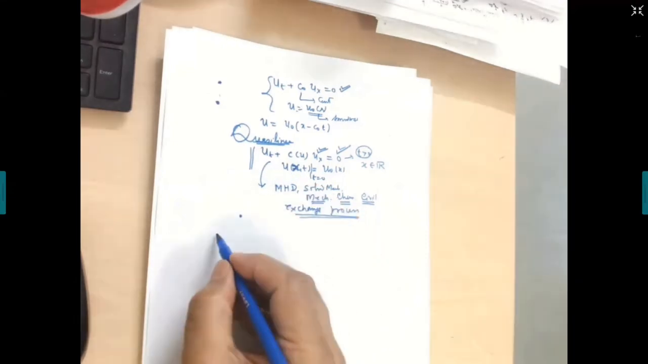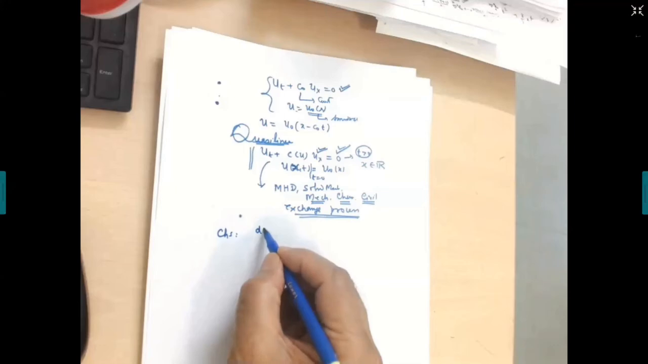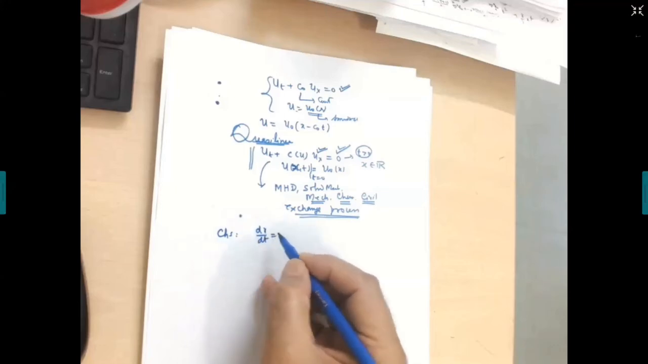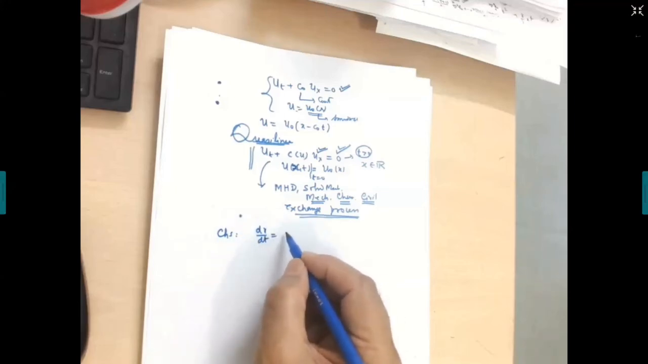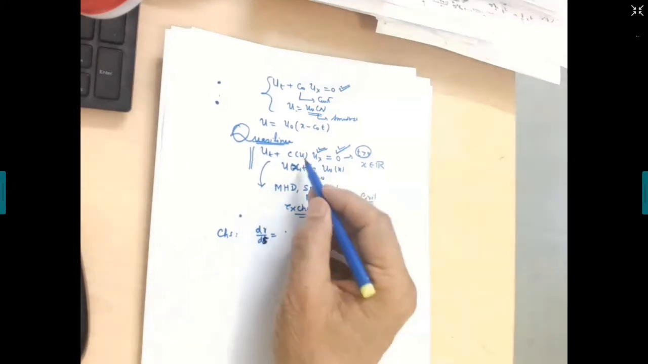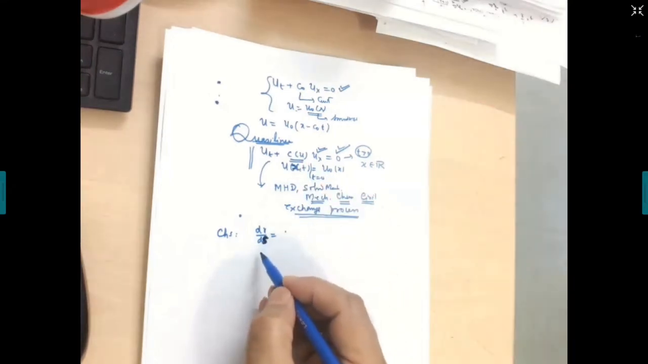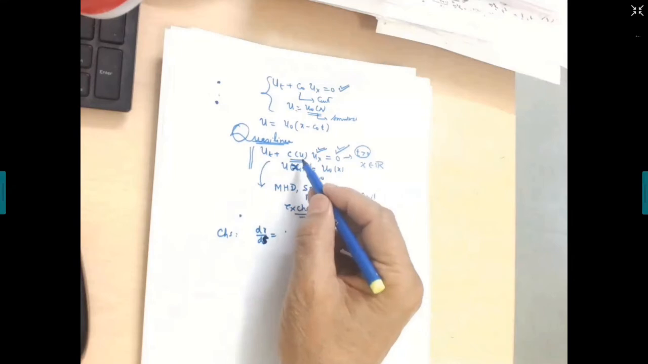What do we say? Yes, you write the characteristics. The characteristics are dx/dt is equal to, tell me quickly, dx/dt is your one. Let me write dx/ds. It should be c, sir. dx/ds, am I right? Yes, sir. I am writing the correct one: c of u.